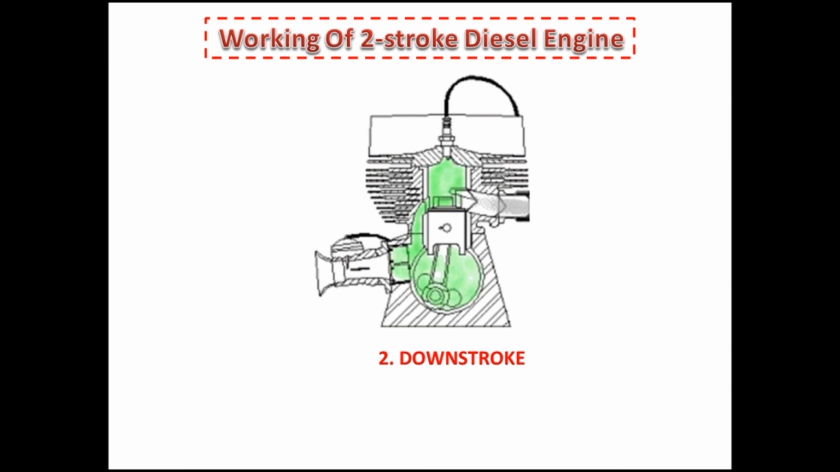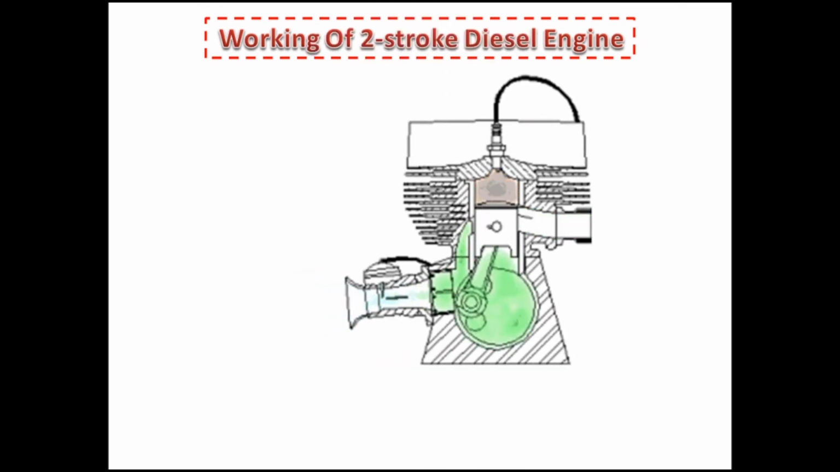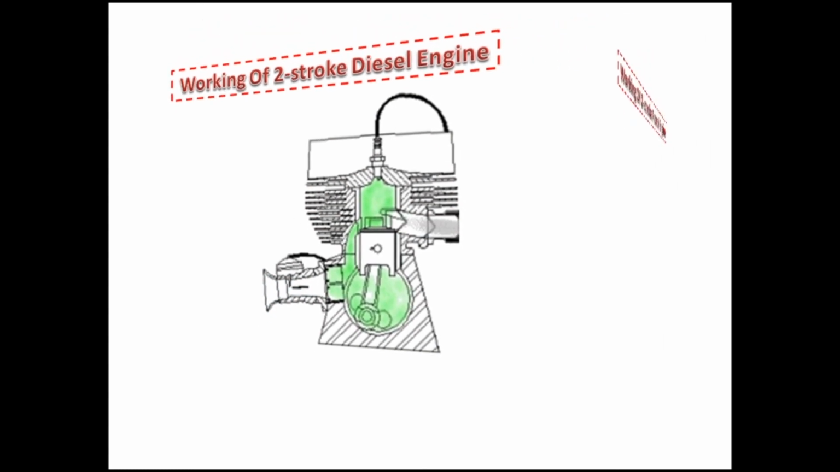Means in this downstroke, the power stroke and exhaust stroke are combined. So this is how it completes its working in only 2 strokes. Now we can understand its working by seeing this animation, that 2 strokes are combining, means suction and compression are combining, and exhaust and power strokes are combining. That's why it is called 2-stroke.